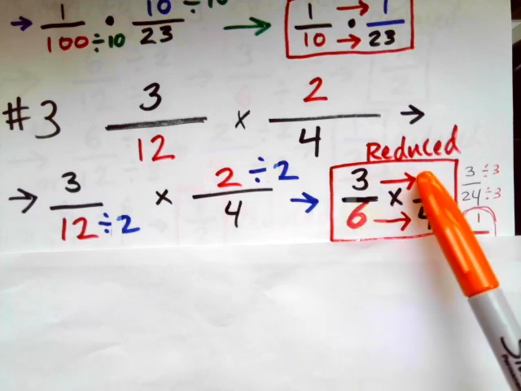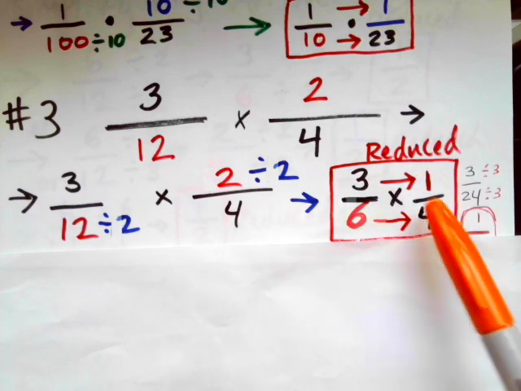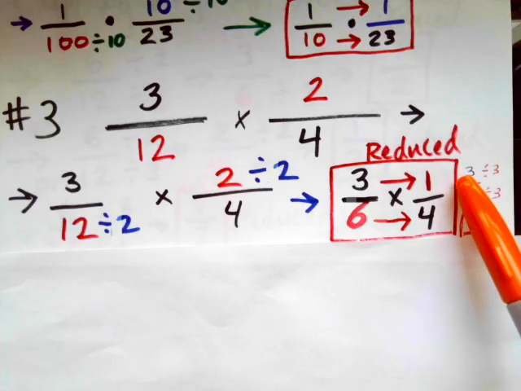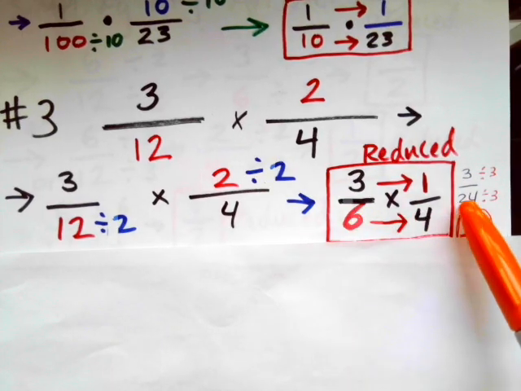So again, when you multiply fractions, it's top to top, bottom to bottom. 3 times 1 is 3. 6 times 4 is 24. Now, this is the exception to the rule.